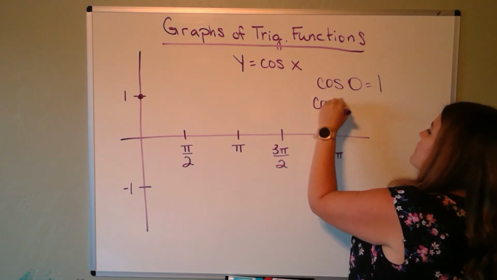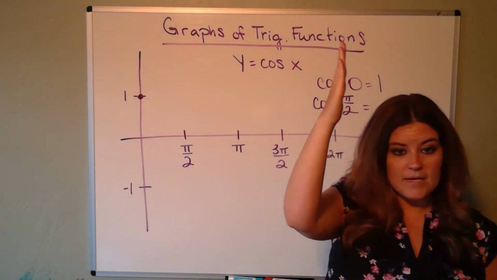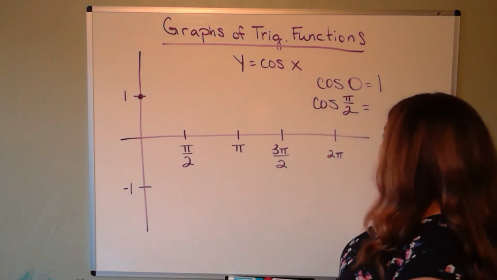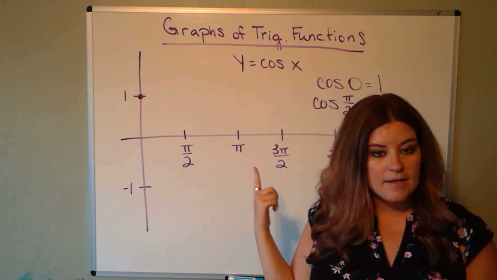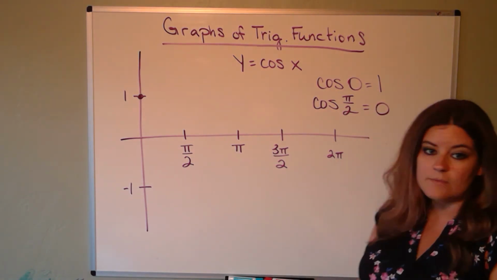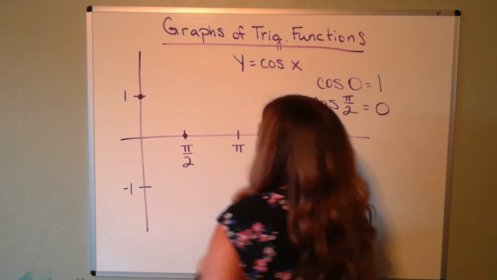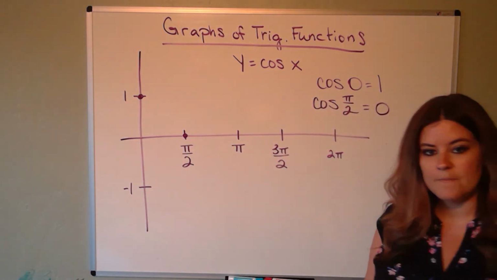Let's find the cosine of pi over 2. Remember, pi over 2 is straight up at 90 degrees. What is the x-coordinate at that angle? You guys, the x-coordinate there is 0. So at pi over 2, our value for y is 0.